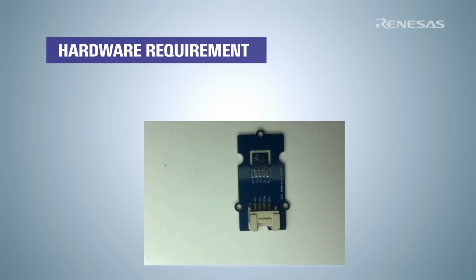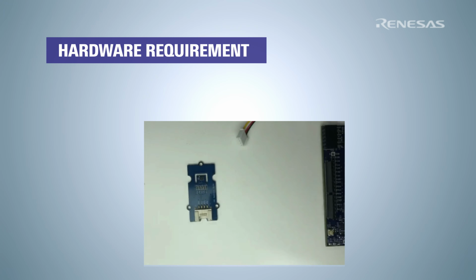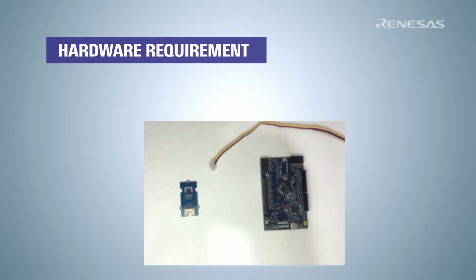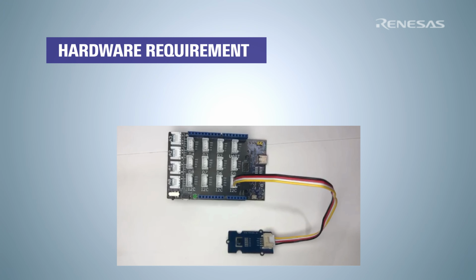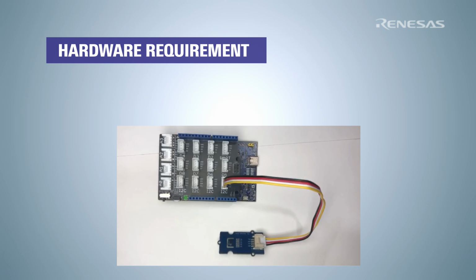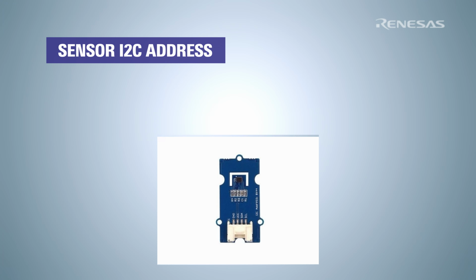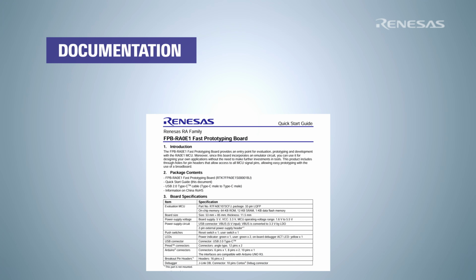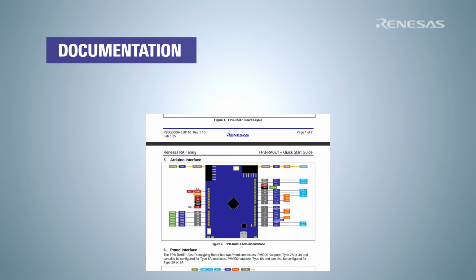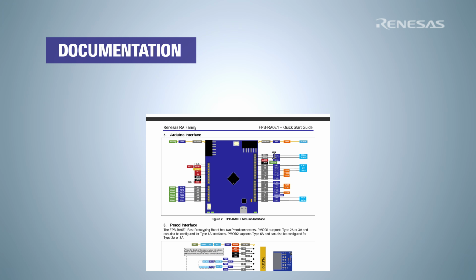sensor. Now connect the Grove base shield for the Arduino interface on the FPB-RA0E1 board, then connect the SHT sensor on any available I2C pins. The I2C address for the sensor module is printed on the top side of the sensor PCB. According to this quick start guide document, the FPB board uses 914 and 913 as I2C pins.